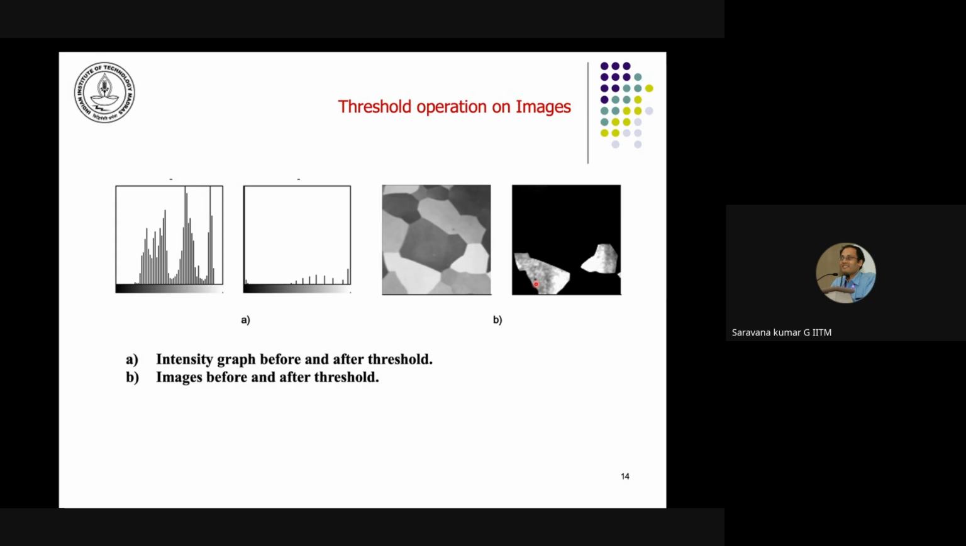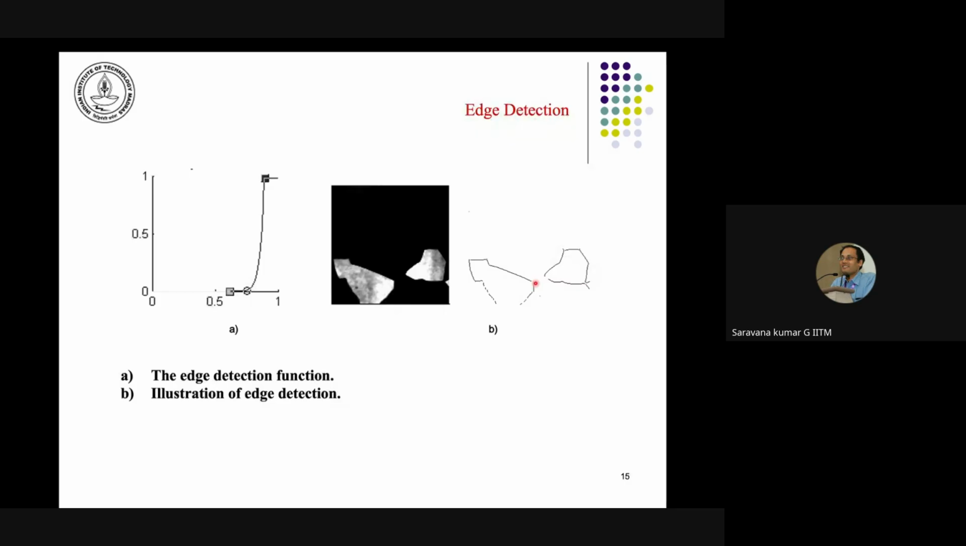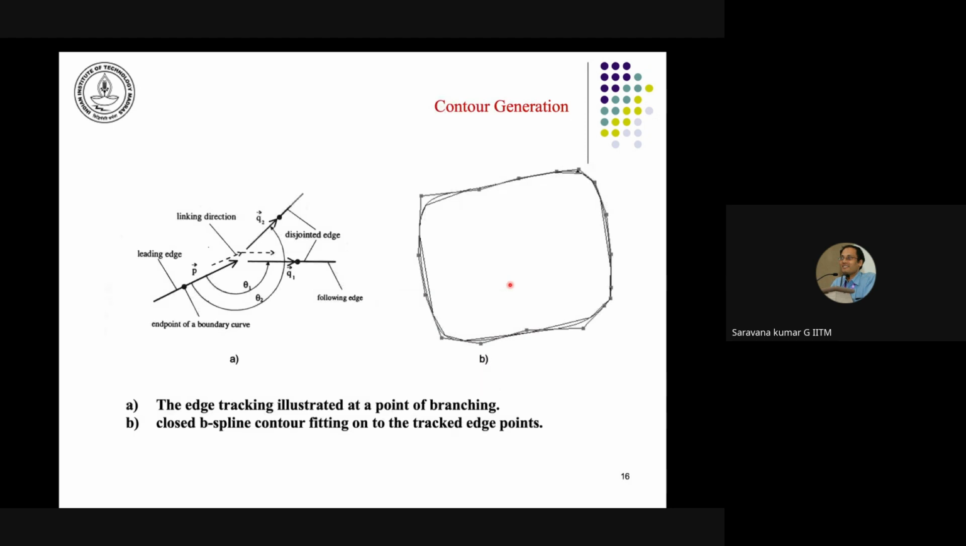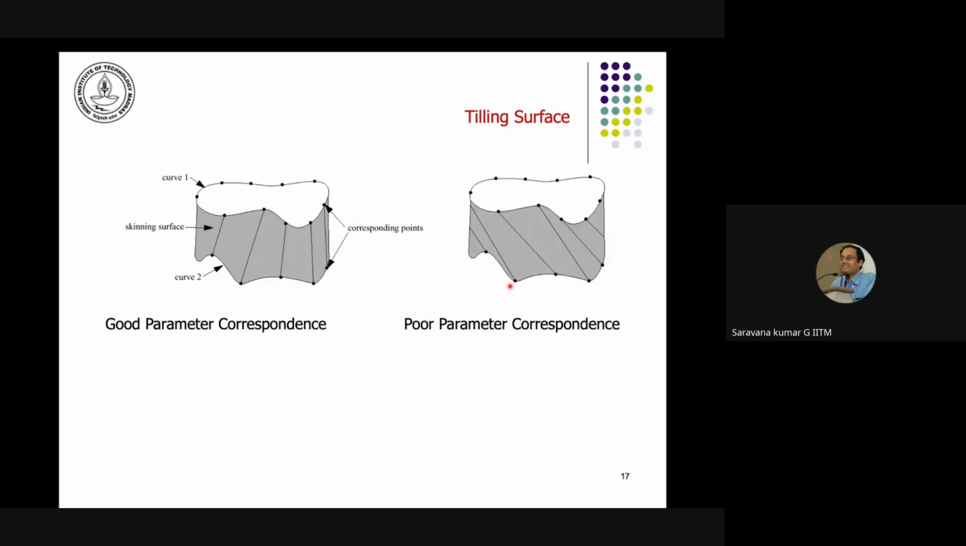And once you have done this thresholding, you can convert that into edge boundary, which is basically the contour. So by taking a derivative of that image, you can do this edge detection and obtain the edges and develop the contour. This is a whole process, and finally develop the tiling surface, because contour by contour it is reconstructed, and you put together the faces.